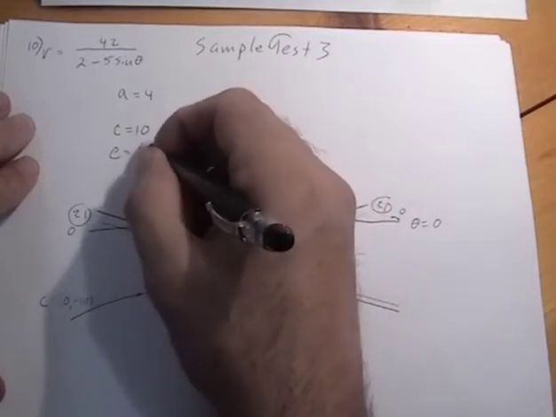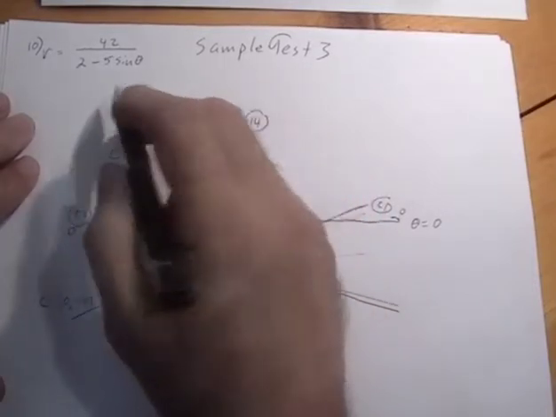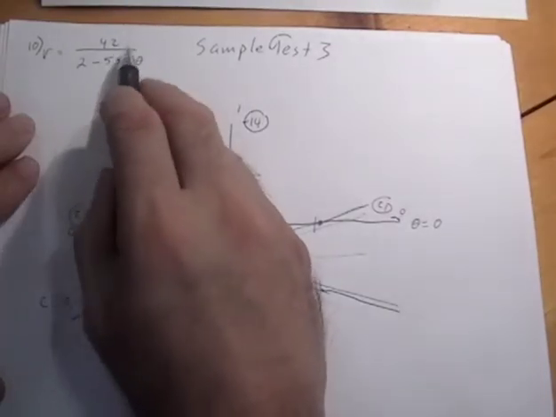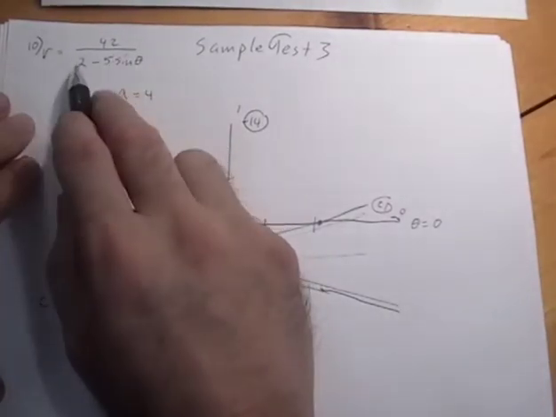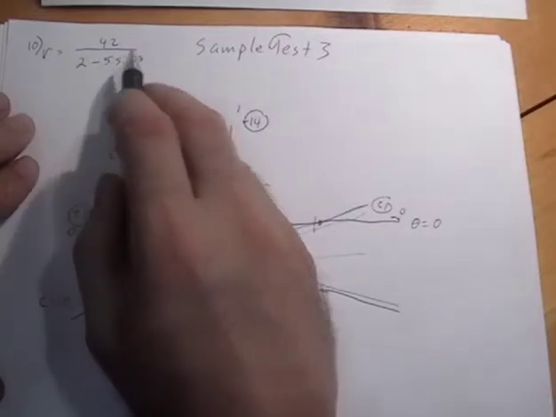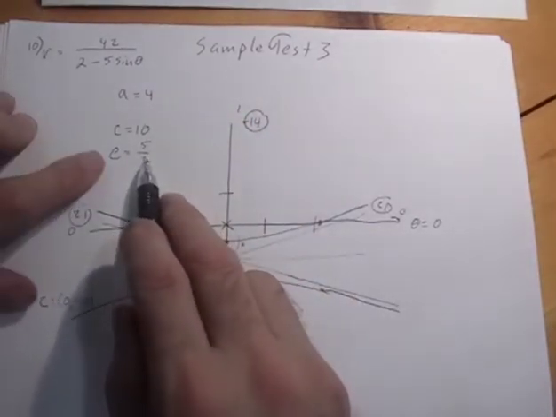10 over 4 is 5 halves, and if I had divided this top and bottom by 2, I would have had a 1 minus 5 halves sine theta. That was going to be my E.